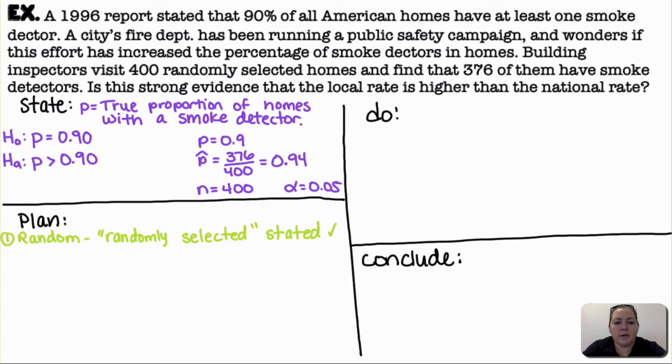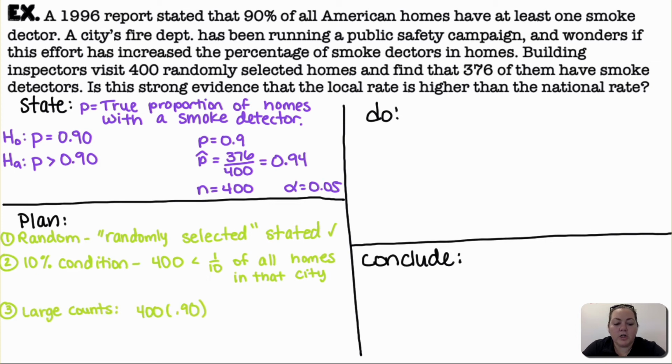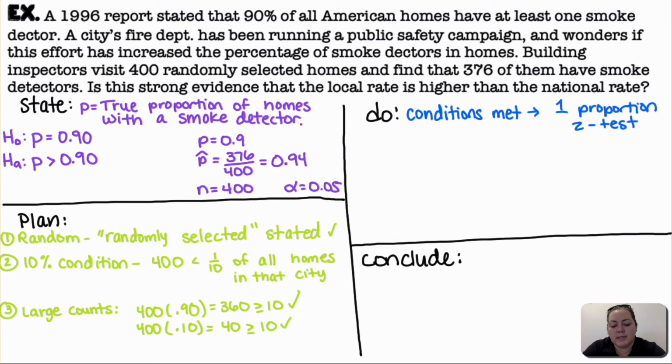All right, plan, I'm checking my conditions. Random, they said randomly selected. 10%, 400 is less than 1/10 of all homes in that city. Or you can say, we assume there's more than 4,000 homes in that city. Large counts, 400 times 0.9 and 400 times 0.1, which is 1 minus 0.9, gives me values that are both greater than 10. So my conditions are met, and I can do a 1 proportion z-test.